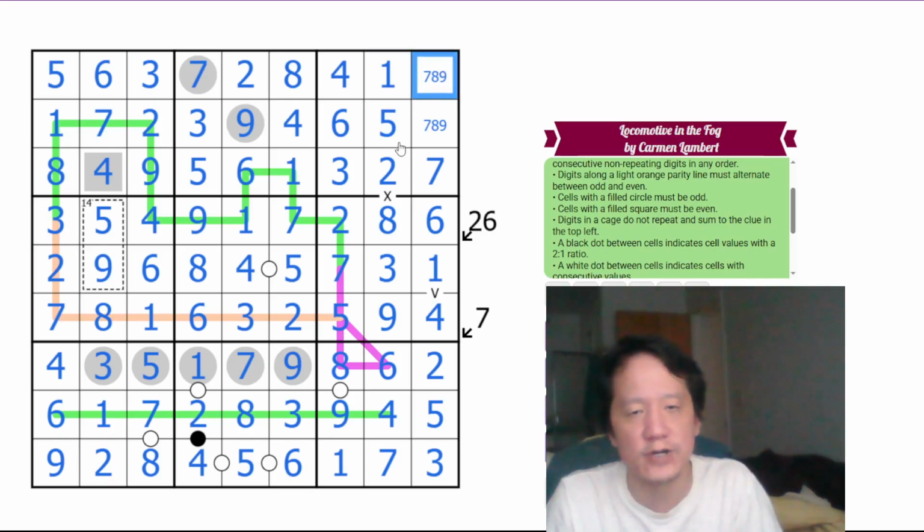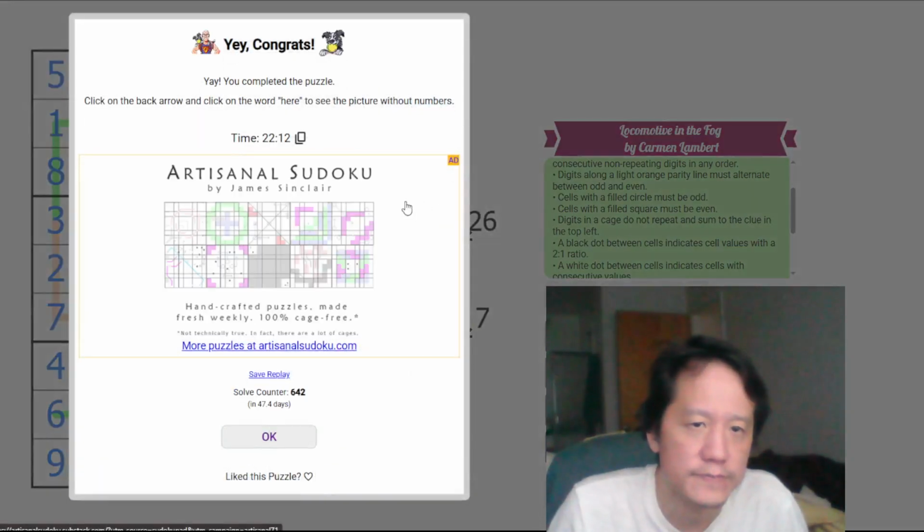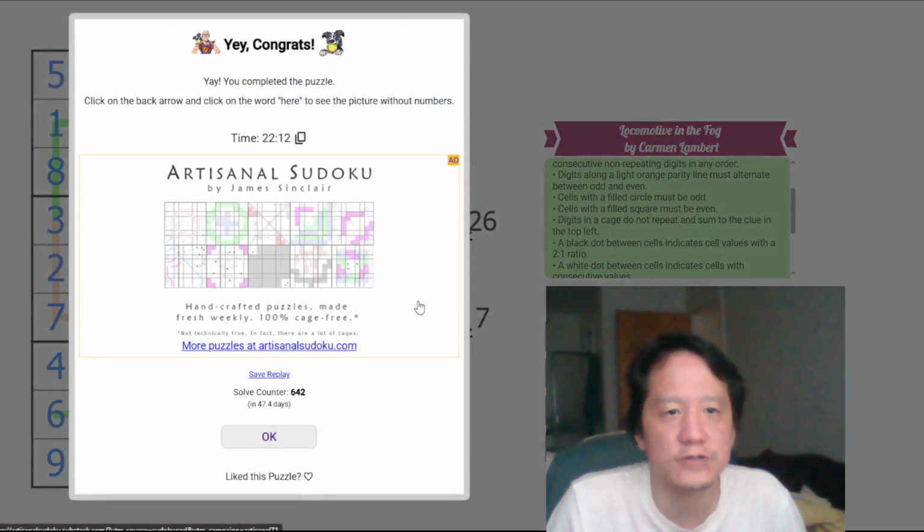1, this can't be 7 or 8, so this is 9. And therefore, this is an 8. Yay, you completed the puzzle. Click the back arrow and click on the word here to see the picture without numbers.